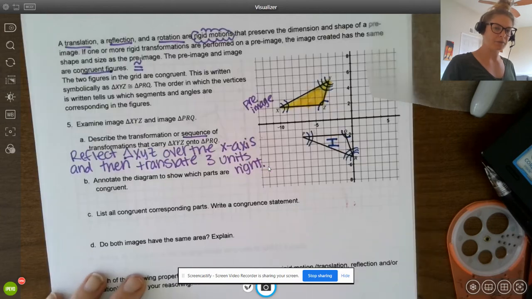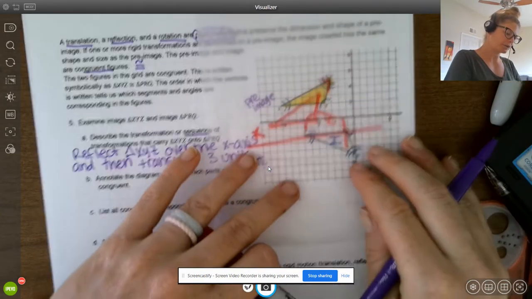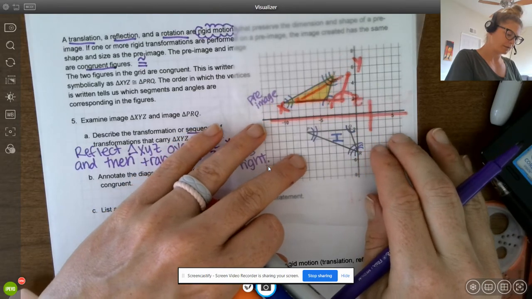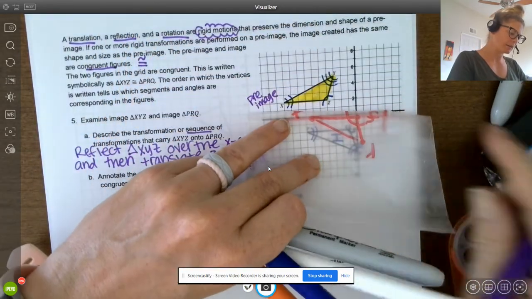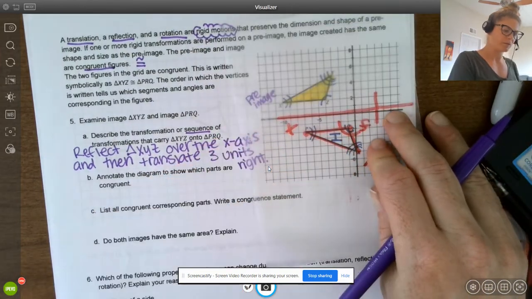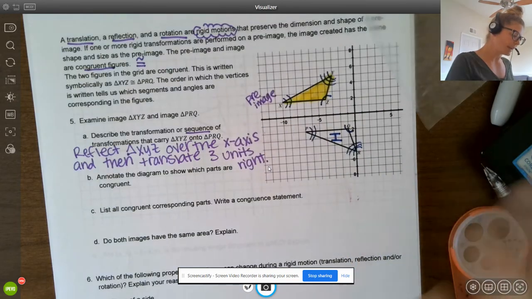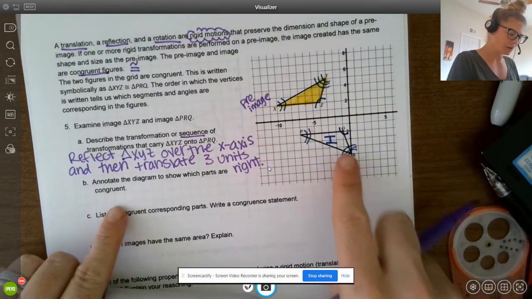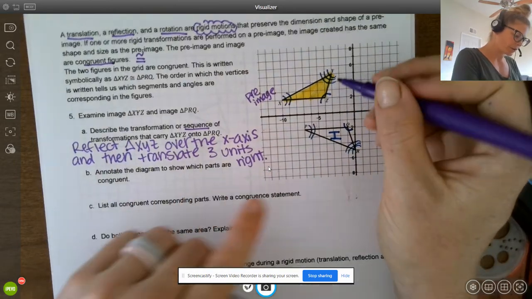And thinking about this, what we can do is we could translate 3 units to the right first. 1, 2, 3. And then we can reflect across the x-axis. Annotate the diagram to show which parts are congruent. Oh, we already did that. Oh, we forgot the side lengths.